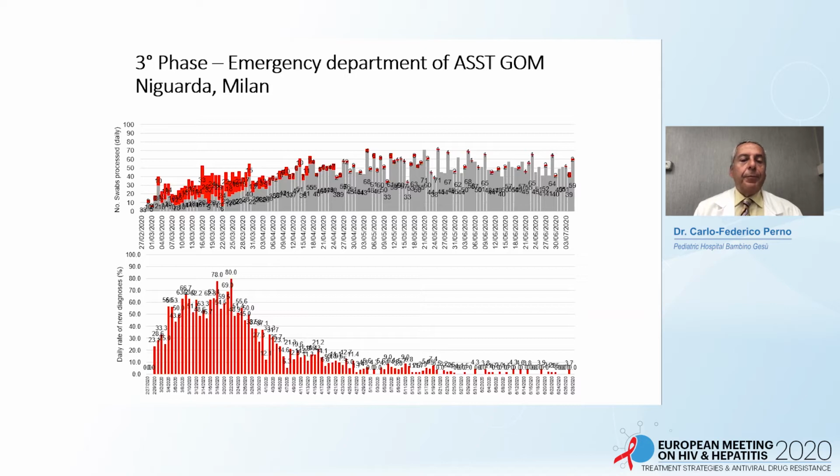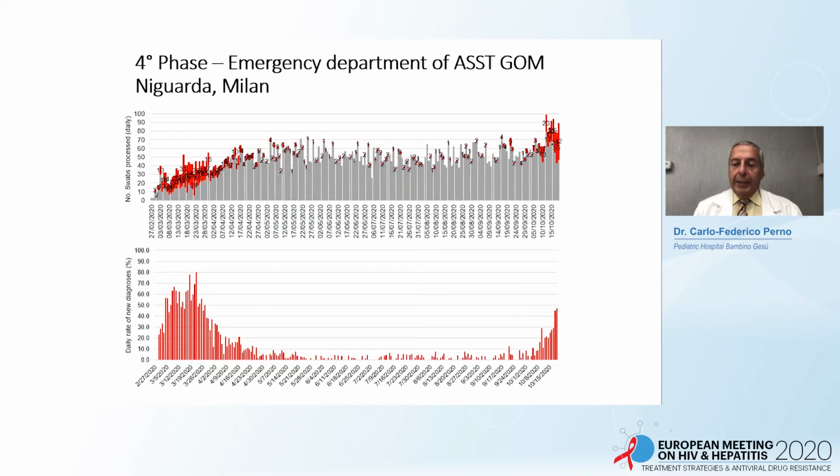But we have the fourth phase. You see that from September and beyond, we started again to see the red in the emergency department and in general, with a number of cases that is again closer to what it was before.